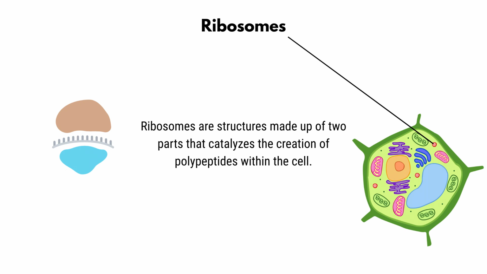And next up we have the ribosomes. The ribosomes are a very important part of the cell, and we'll definitely be covering them more in a different video. However, for the simplicity of this introduction into cells, ribosomes are a structure made up of 2 parts, and they are able to catalyze the creation of polypeptides within the cell. And they're usually just free-floating or attached to something known as the rough endoplasmic reticulum.